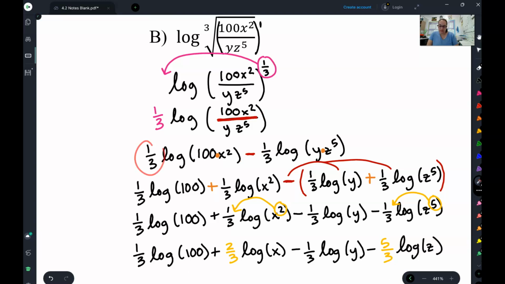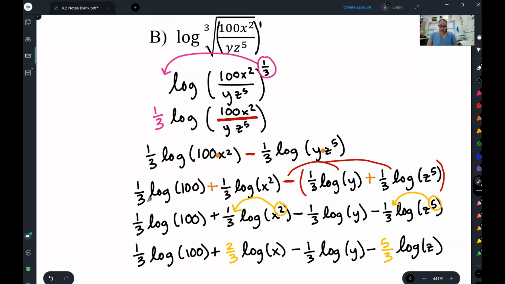Now notice I did carry the 1/3 with both of them because both the 100x squared and the yz to the 5th were in the root to start with. They were both 1/3, this 1/3 exponent belonged to both of these, so it should go in front of both of those. Next, I noticed some multiplication happening here, so I changed that to addition.